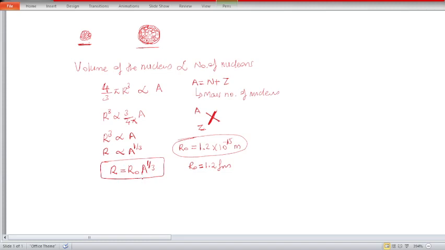Okay, so if you consider any nucleus like hydrogen or uranium, for hydrogen you have to put A equal to 1, and for uranium you can put A equal to 235. So depending on that, the radius will be different. If you consider hydrogen atom, then you'll have mass number equal to 1, and if you put that value, then your R will be equal to R0 A raised to 1 by 3, that is 1 raised to 1 by 3. And that will give you the same result.